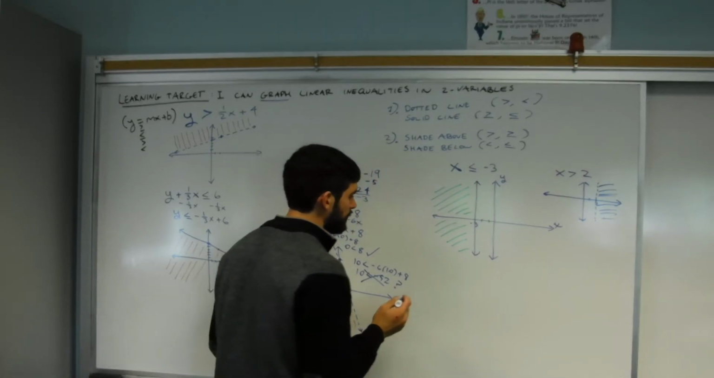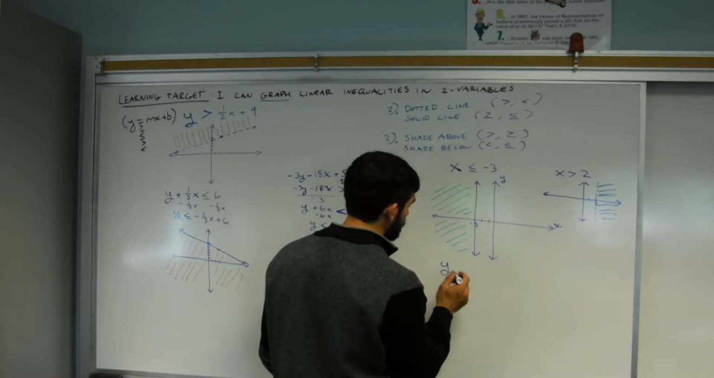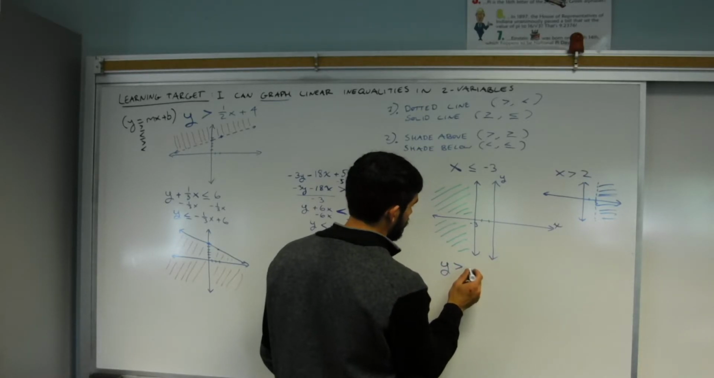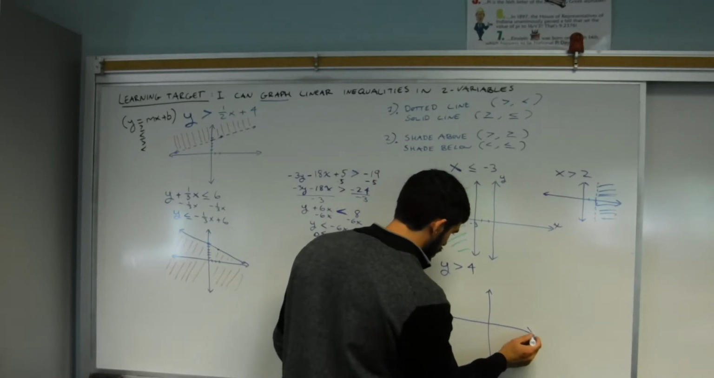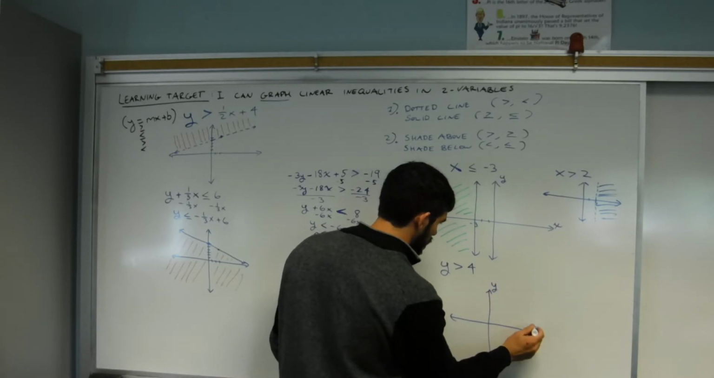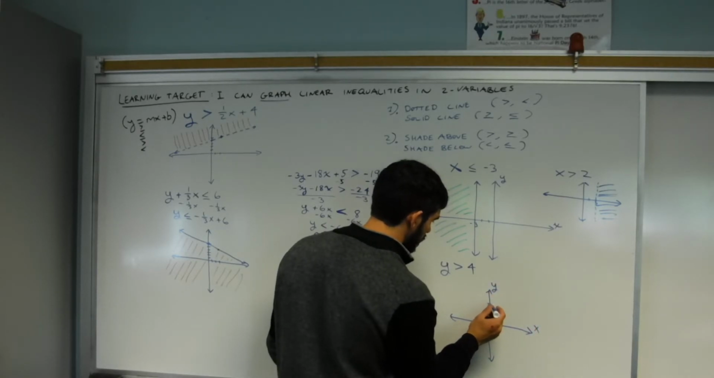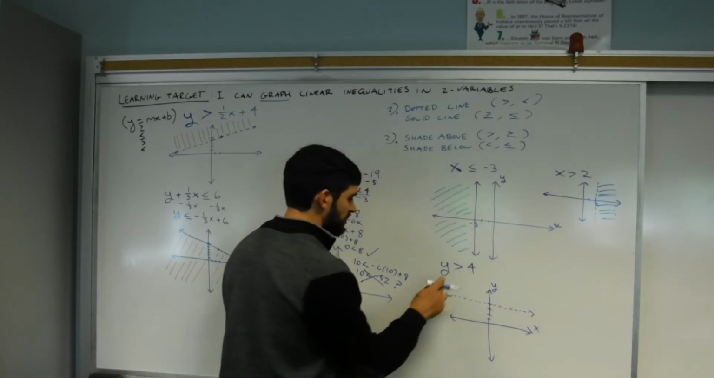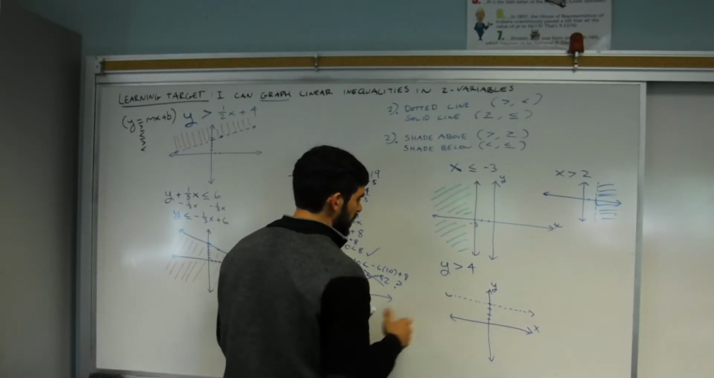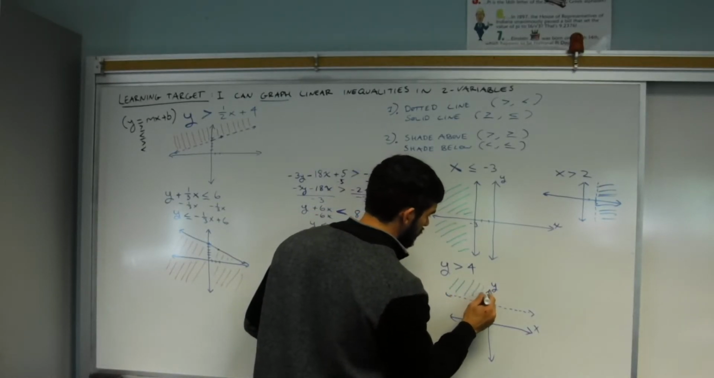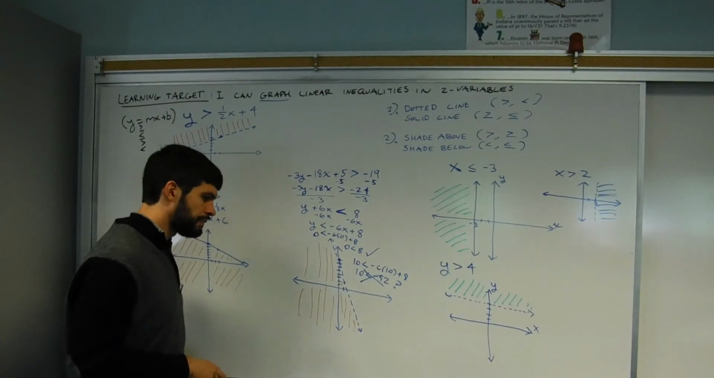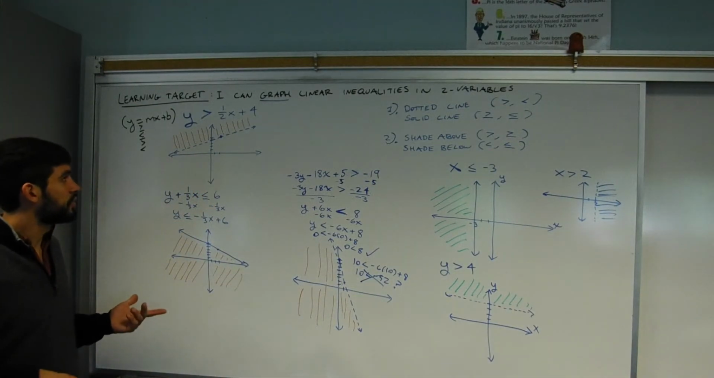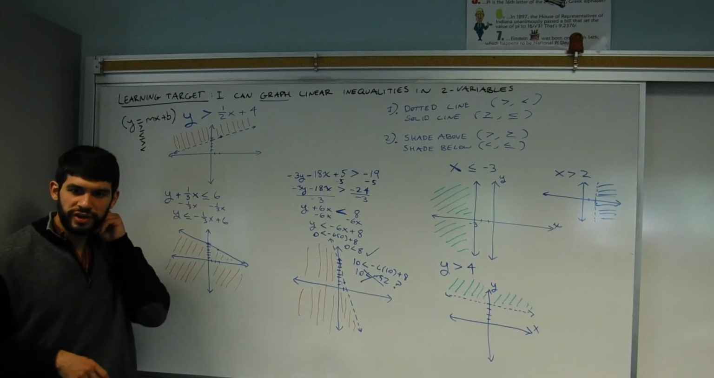And similarly, if we have, say, y is greater than 4, this time, 1, 2, 3, 4, we're going to have a horizontal line. And if y is greater than, we would shade in this area above the curve. And if y were less than, we would shade in below. So that is how you graph linear inequalities in two variables.